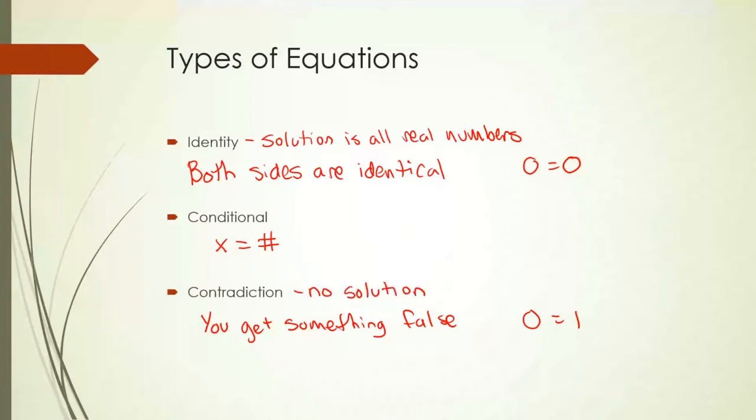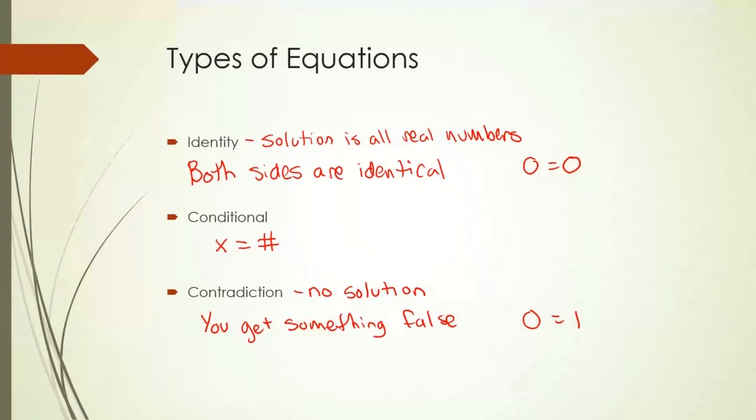So when you're solving and you have an answer for x, it's conditional. If your x's disappear, it's either an identity equation or a contradiction, based off of whether your things are equal or not equal. So that is the difference between the 3 different types of equations, but especially the identity and the contradiction.